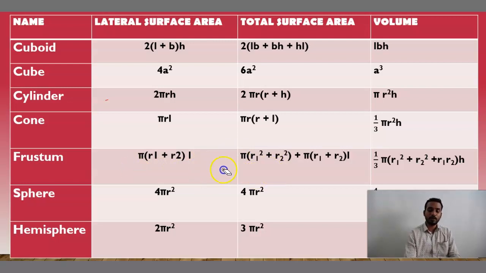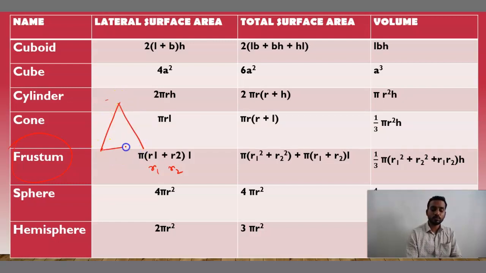Very simple. So what is this r1 and what is this r2? This is one more question. And at the very beginning we have the first question: what do you mean by frustum of a cone? How to identify what the frustum is? Simple. First we are going to take a cone. Yes, we have taken a cone.